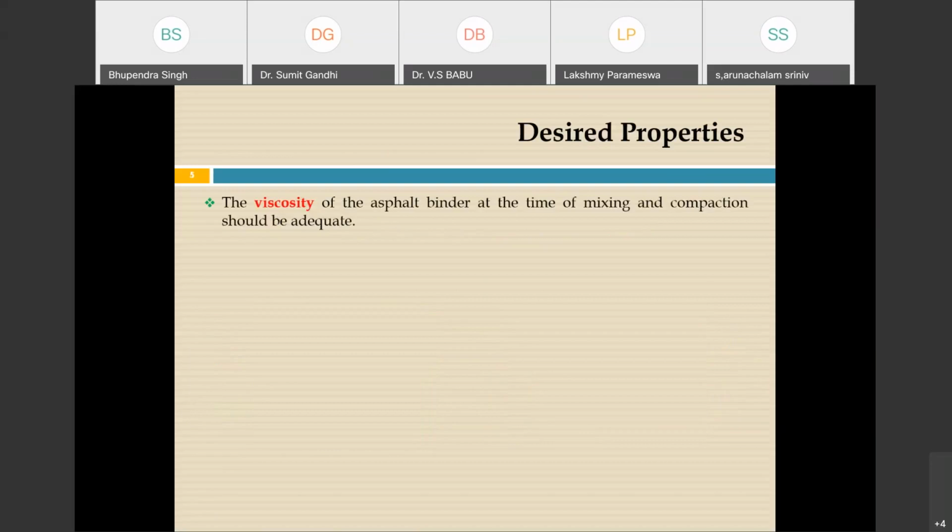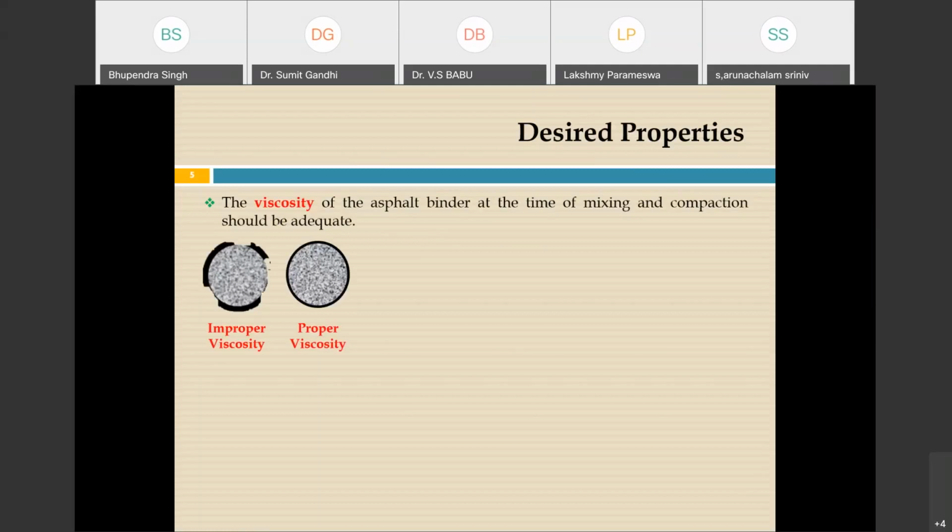The second thing that we want is that the viscosity of the asphalt binder at the time of mixing and compaction should be adequate. So what is the problem associated with inadequate viscosity? If the viscosity is not proper, then the film that will be formed by the bitumen around the aggregate will not be uniform throughout. At some places it will be a very thick film, and at some places a very thin film. So what problem will occur? The aggregates will not be able to bind together, and the pavement that we are constructing will not be of good quality.